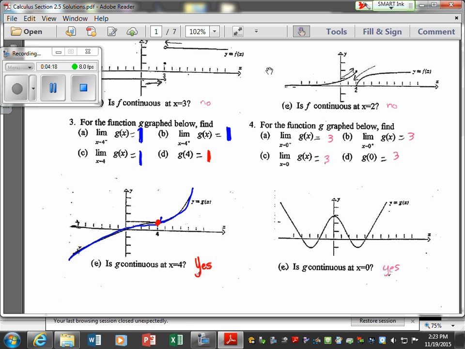Okay? The same thing on the next one. We're headed towards 0 from the left. From the left, we get 3. Coming from the right, we get 3. If the limit from the left is 3 and the limit from the right is 3, then the limit of g of x as x approaches 0 is just 3. The g evaluated at 0 is 3. And because this value is equal to this value, we say yes, it's continuous.